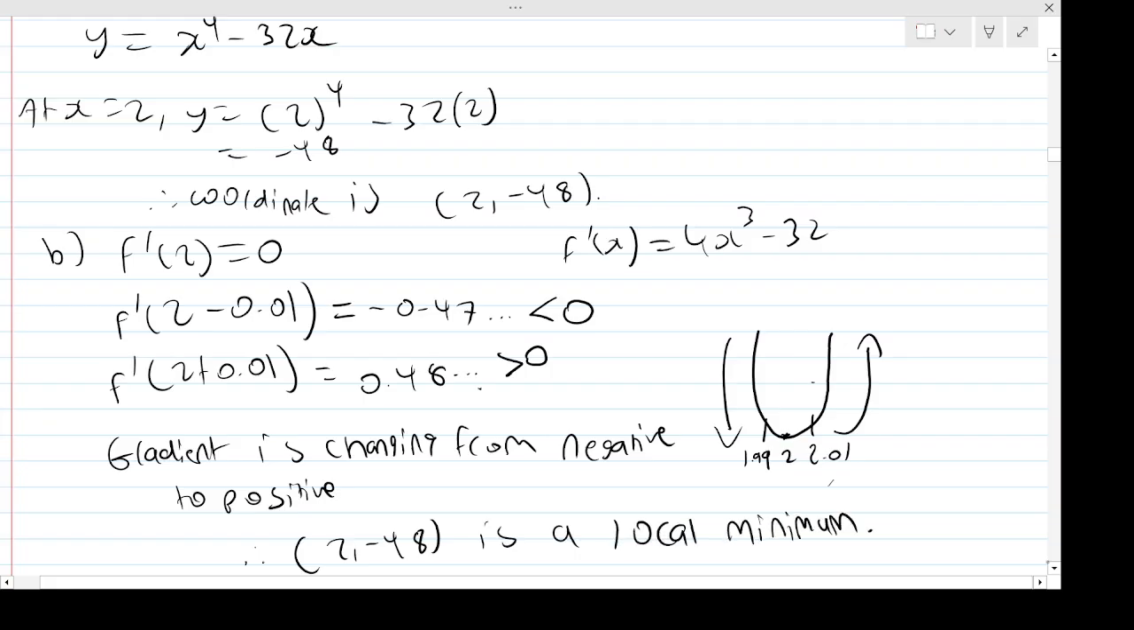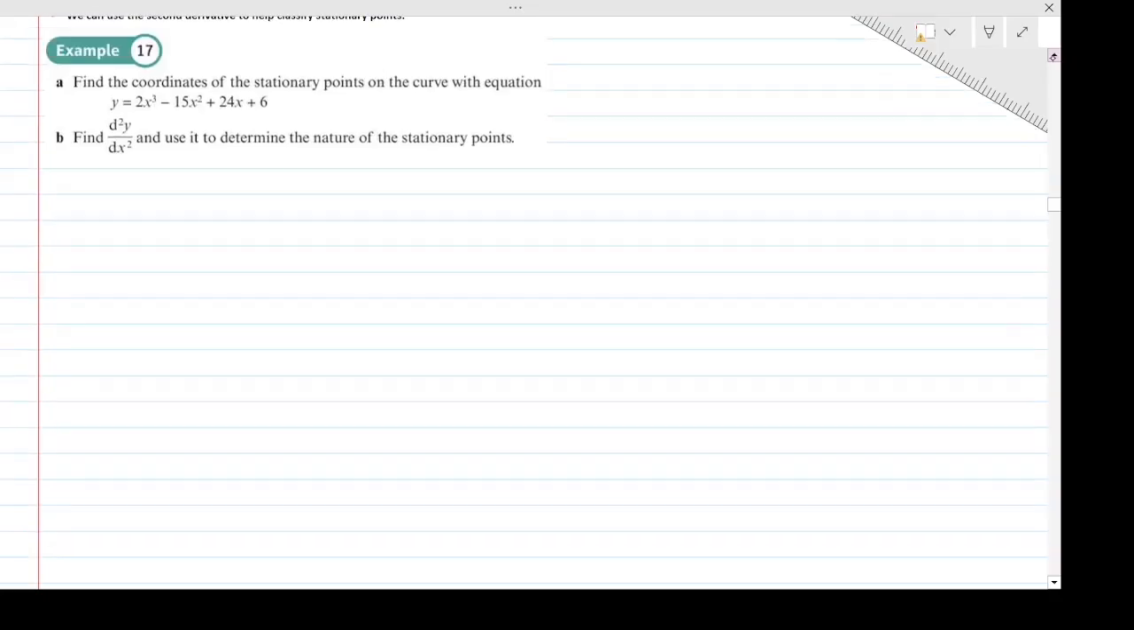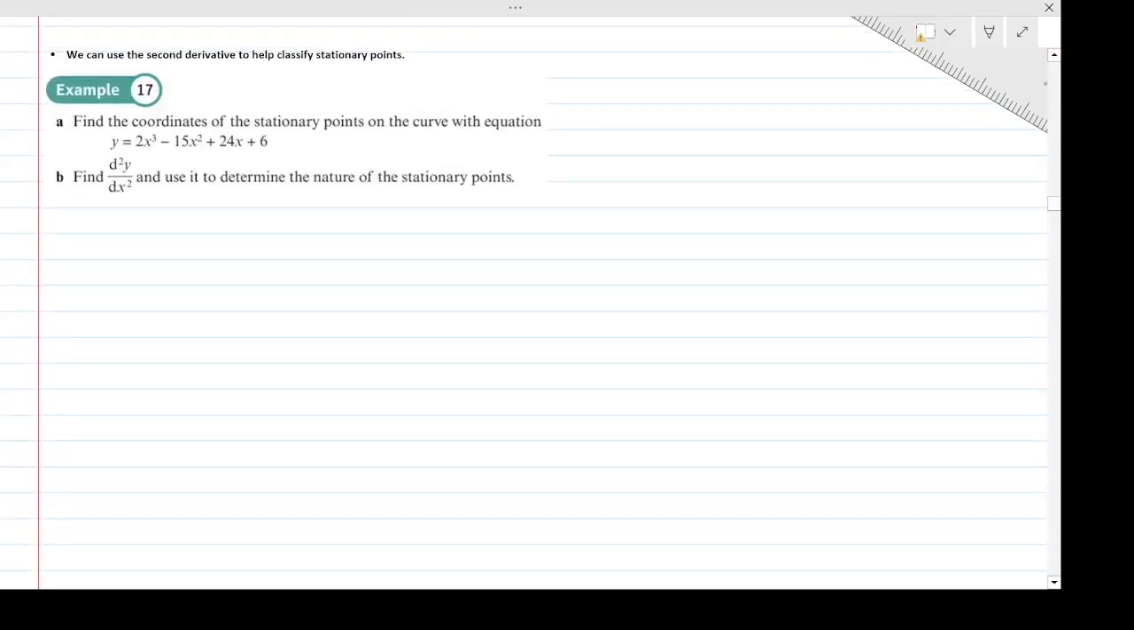Because we can consider the gradient around the stationary point, we can use that to determine what our point looks like. So we can use the first derivative and look at the sign change to work out what point we have. But of course, we've got our second derivative test, which is a lot more powerful and more efficient, which I recommend you do whenever you can. Exam questions overwhelmingly expect you to use the second derivative because it's a lot easier, a lot nicer.